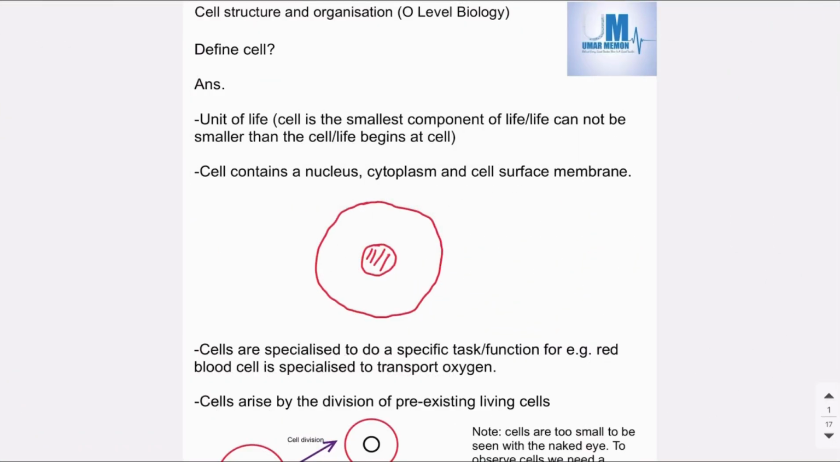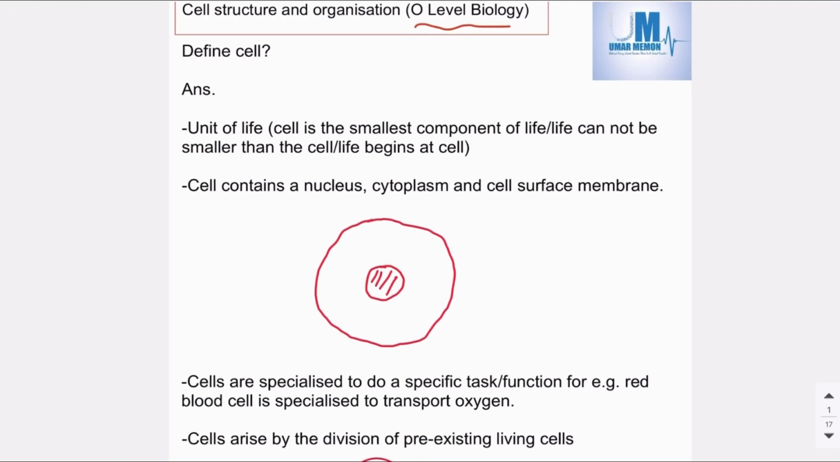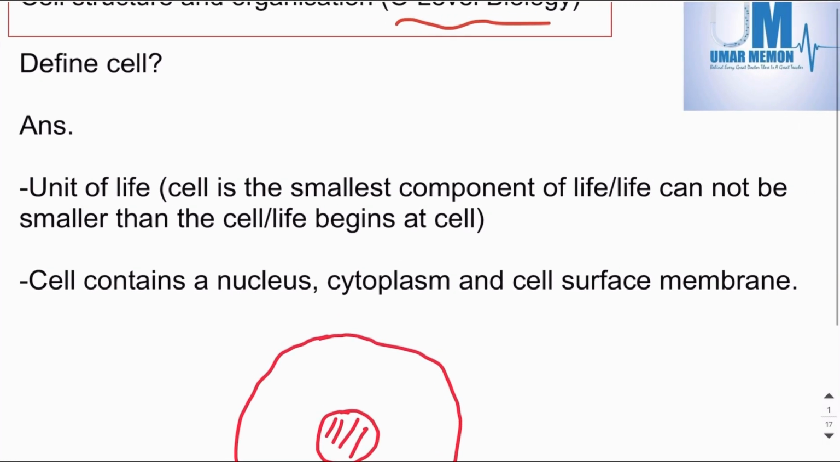Assalamu alaikum everyone. This is our first lecture from Cell Structure and Organization, which is the topic of O-Level Biology 5090. So in this video lecture, we will be simply defining the cell.